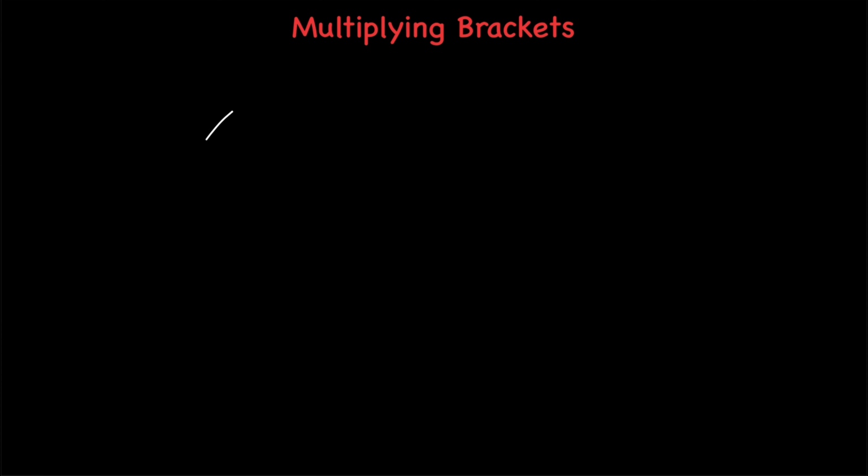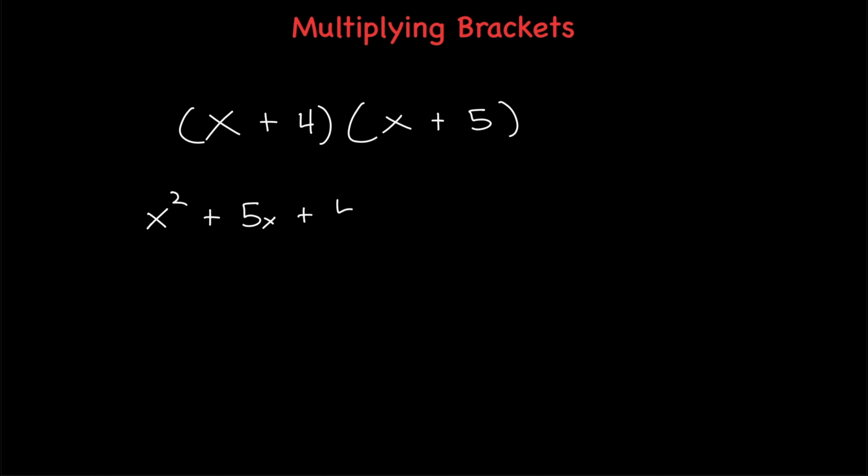Next, let's try x plus 4 multiplied by x plus 5. So step 1 is expand the two brackets. So we do x times x, which is x squared, plus x times 5. And then we move on to the 4 in the first brackets. 4 times x is 4x. And then 4 times 5 is 20. And that's step 1. And then step 2, we collect the like terms.